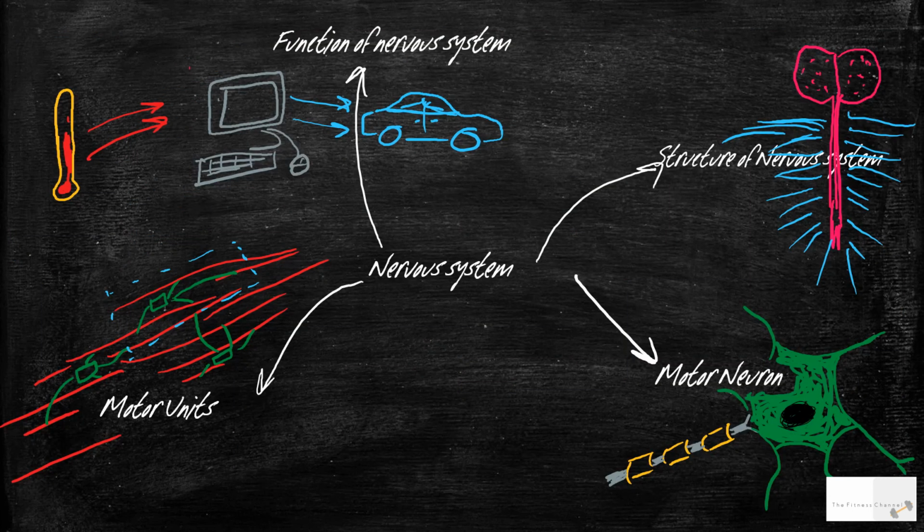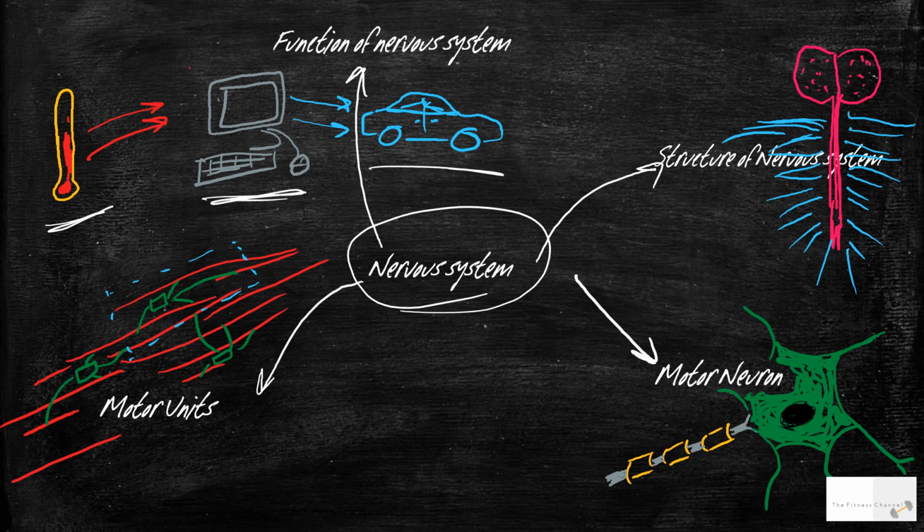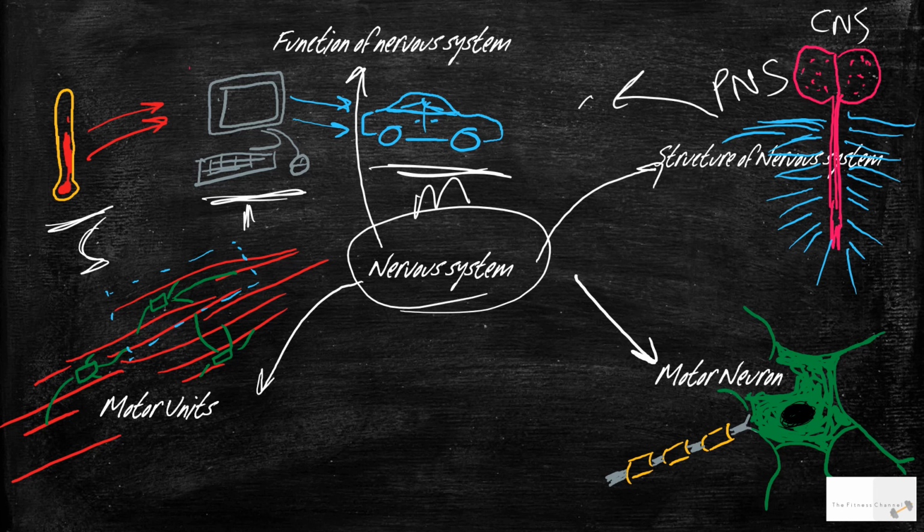So let's go back to that mind map. We have just gone through our nervous system. We figured out what the functions were: the sensory part, the interpretive part, and then the motor side of things. Then we went through the structure of the nervous system. We had our central nervous system and our peripheral nervous system, which branches off into your somatic and your autonomic. And the autonomic has the one that speeds things up, called the sympathetic, and the one that slows things down, called the parasympathetic.